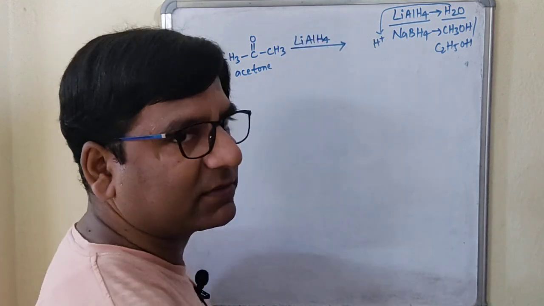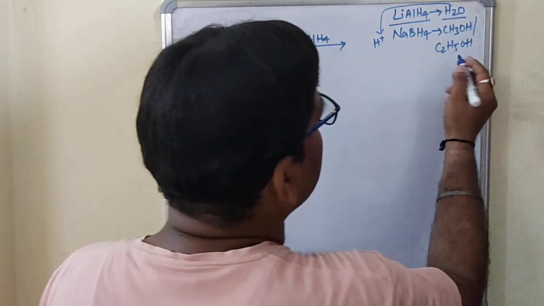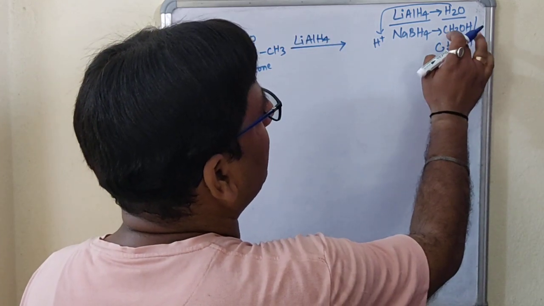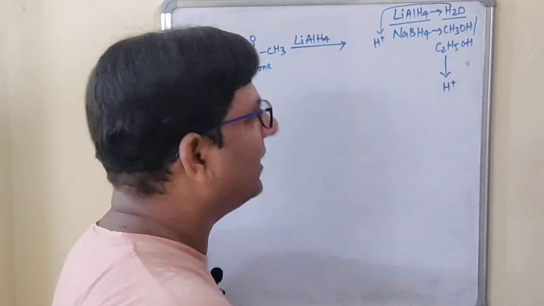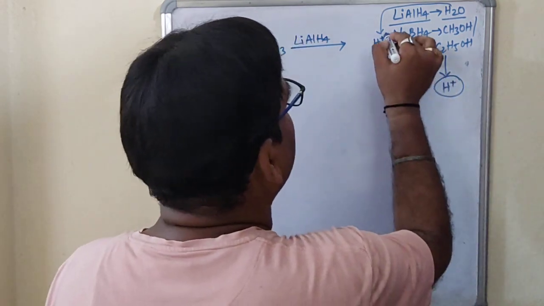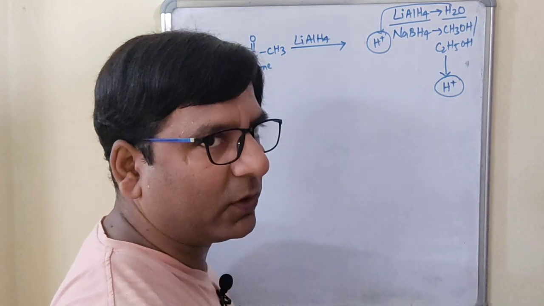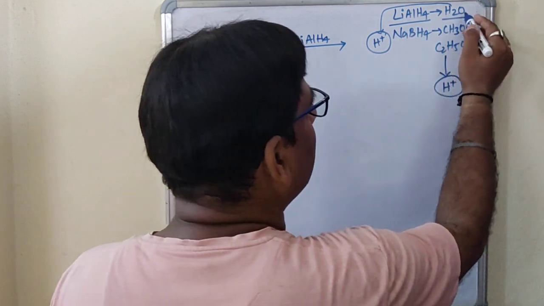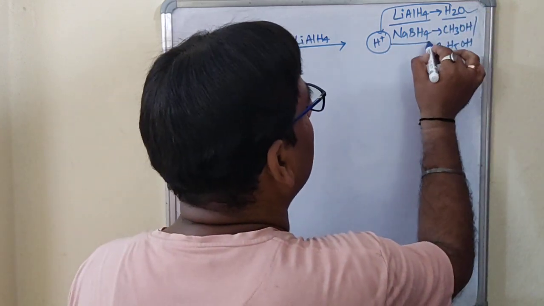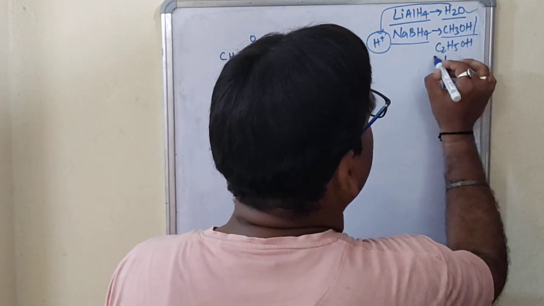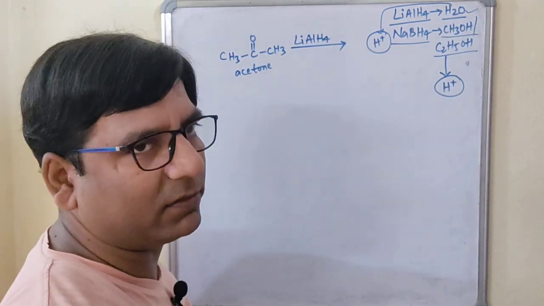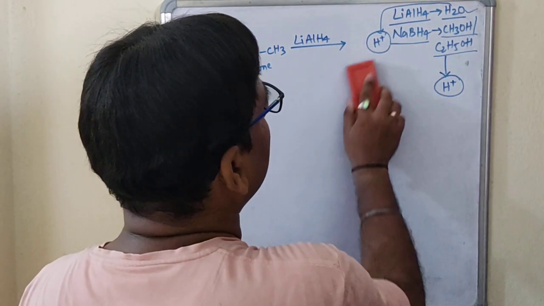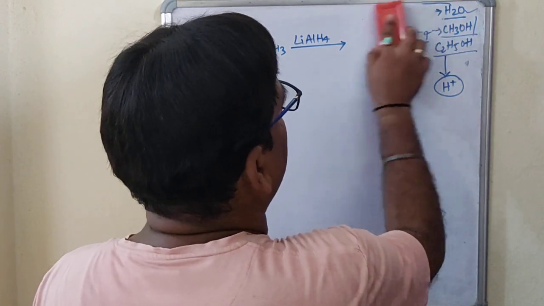So we can take the H plus for doing the protonation, and from this alcohol also we can get the H plus, because when it breaks it will be CH3O minus and H plus, right? So in both the cases we have to use proton. Okay, and now the combination is you have to use LiAlH4 along with the water, and you have to use sodium borohydride along with the methanol or the ethanol, means alcohol. Correct?